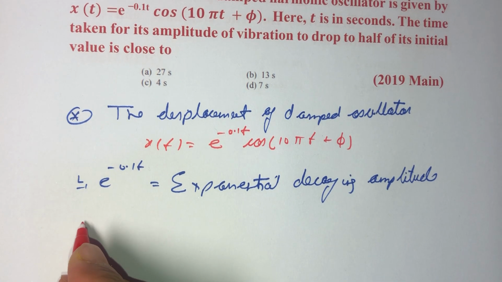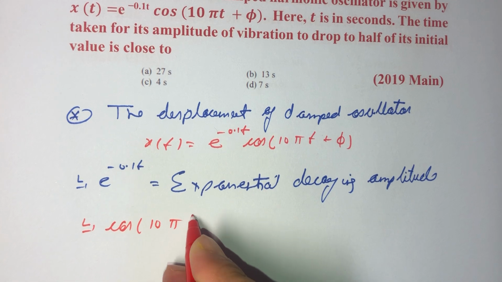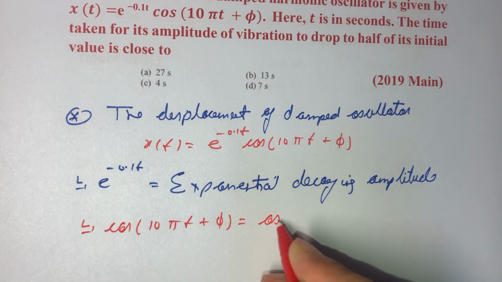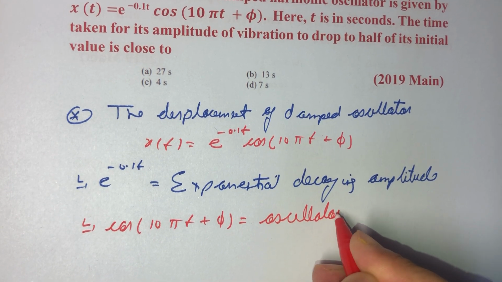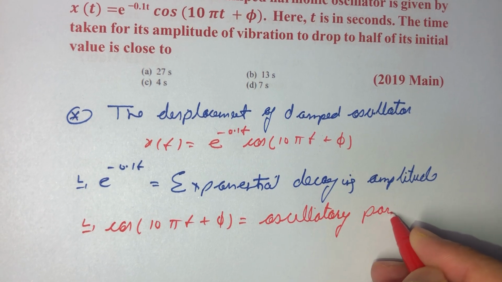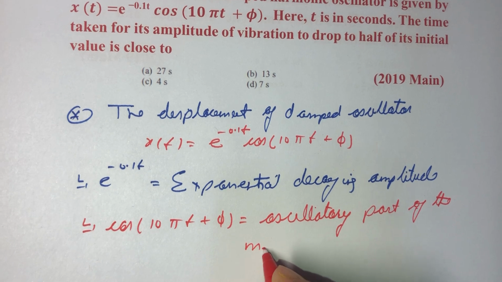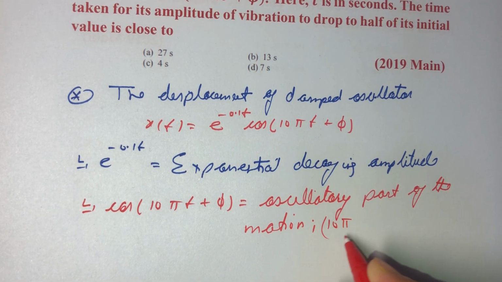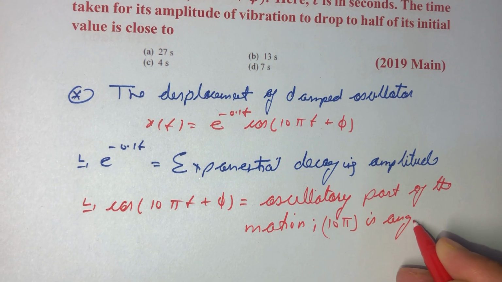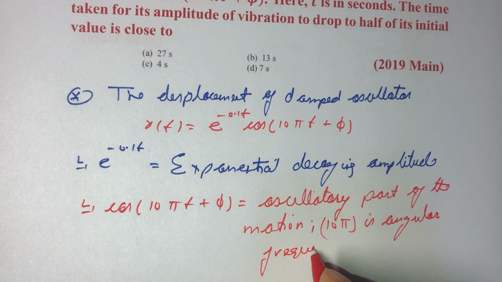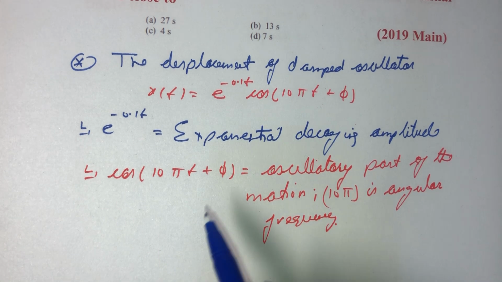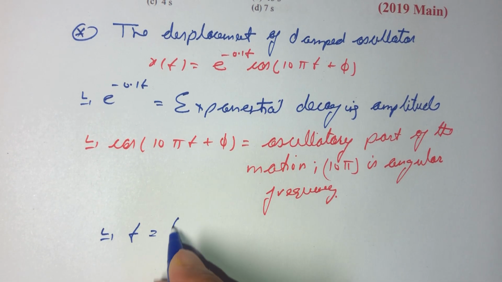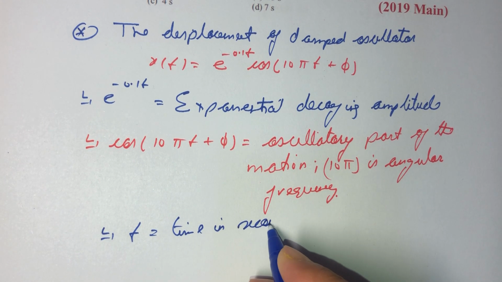And the second part is cos of 10 pi t plus phi, and that is called the oscillatory part of the motion, wherein 10 pi represents the angular frequency, not velocity, angular frequency, and t, as given in the question itself, is the time in seconds.